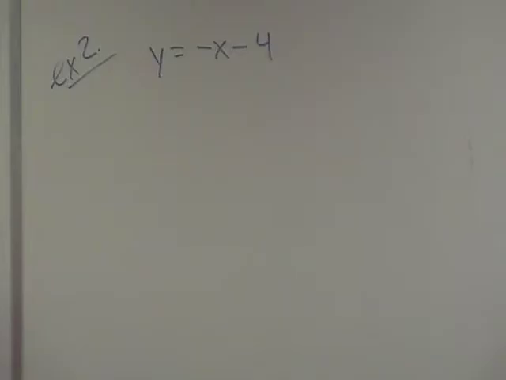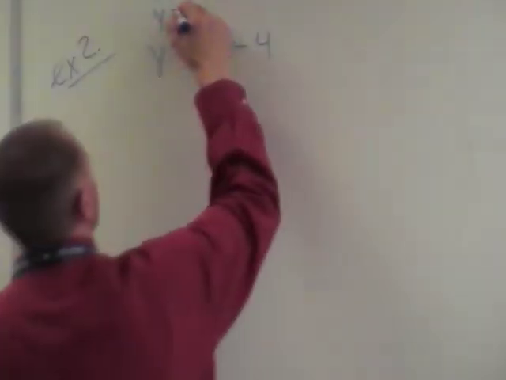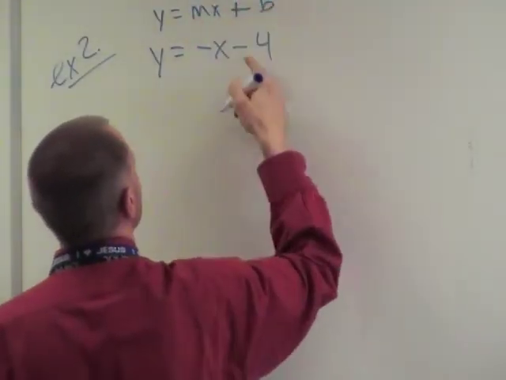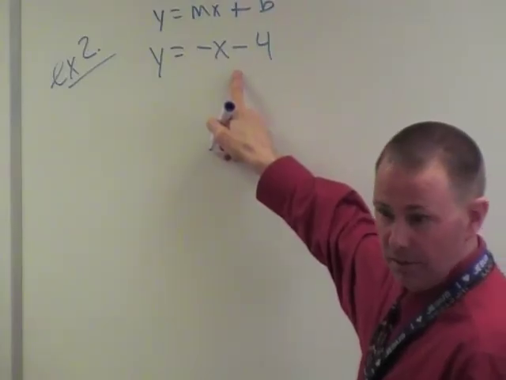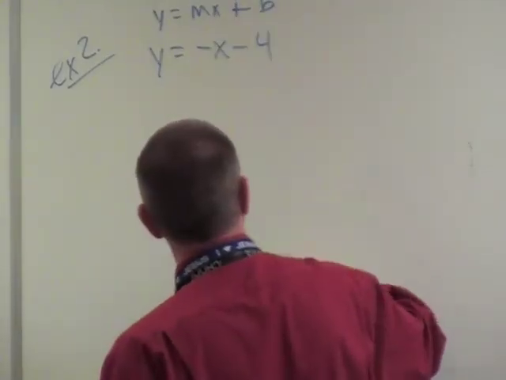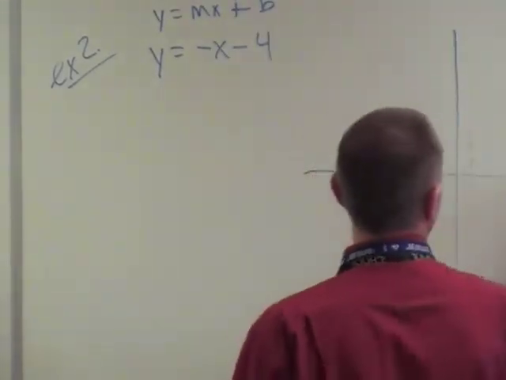So where are you starting? You always start at b. The formula is y equals mx plus b, so since that's minus 4, you're going to start at negative 4.